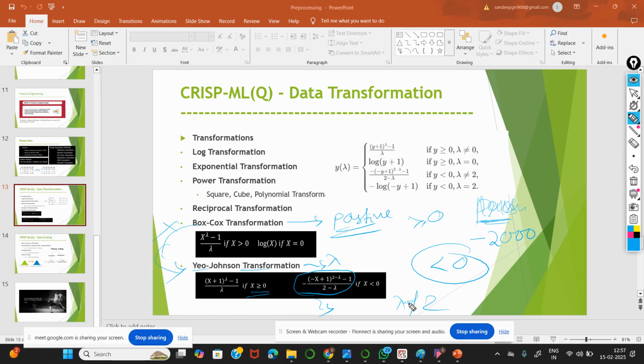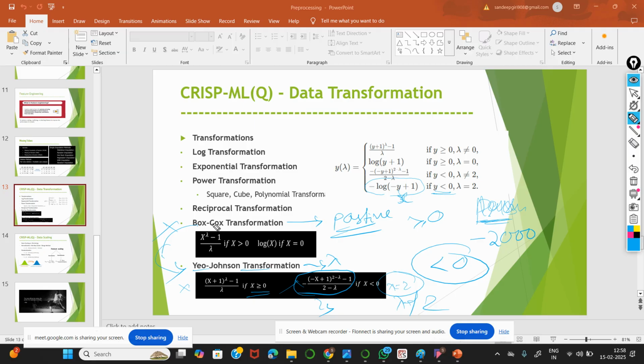If the Yeo-Johnson transformation gives you a lambda value of 2, then neither of these formulas will be used. It will go for this one: minus log of (minus y plus 1). Here y is nothing but x. If you have a negative number, if y is less than 0 and lambda equals 2, it will implement this particular formula. Internally everything will happen. You shouldn't be worrying about anything.